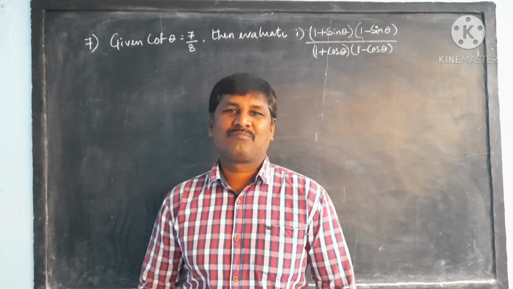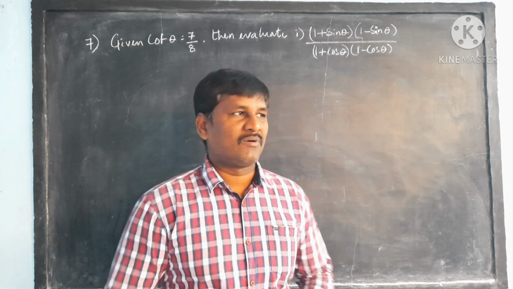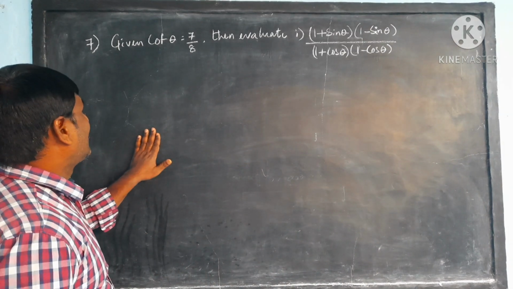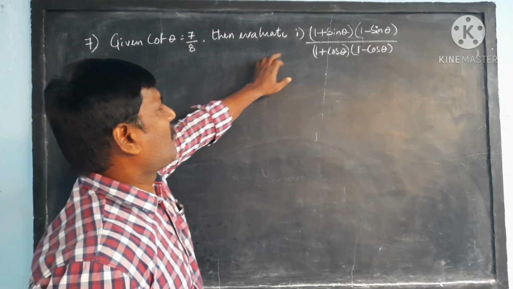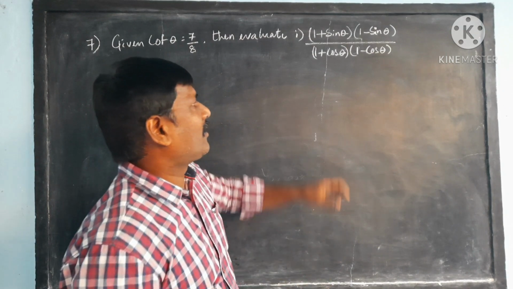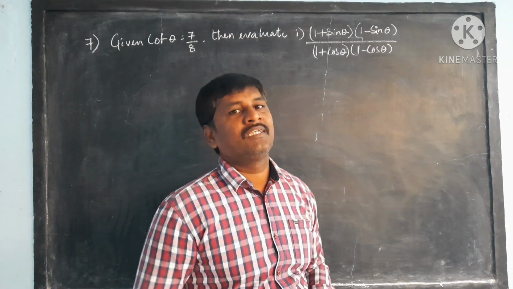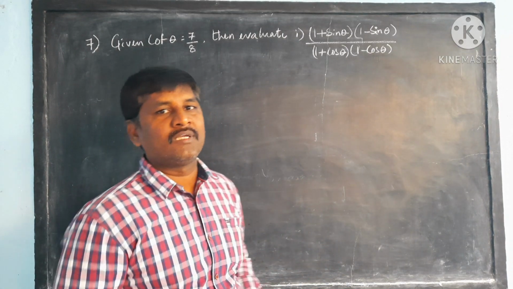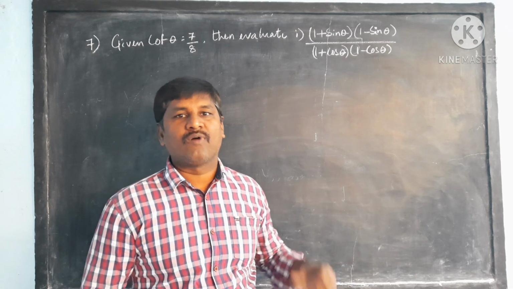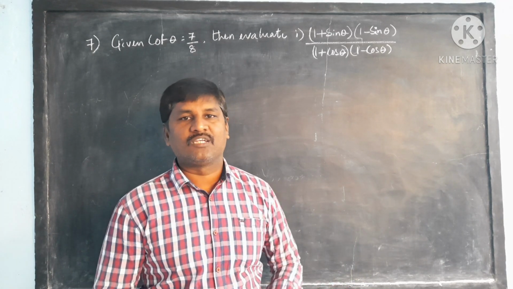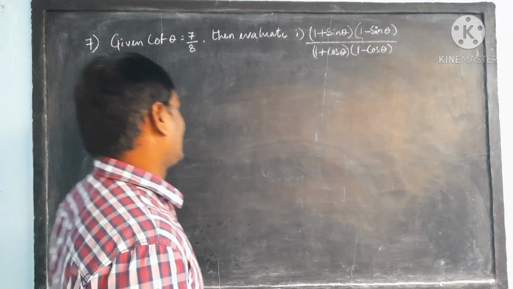Here is another sum which I selected from your textbook, from the same exercise, question number 7. The question asks: given cot theta is equal to 7/8, then evaluate (1 plus sin theta) into (1 minus sin theta) whole divided by (1 plus cos theta) into (1 minus sin theta). So this sum also can be solved in two ways, method 1 and method 2. One is the geometrical method, another one is the algebraic method. I am using trigonometric identities. Let us see the first method.